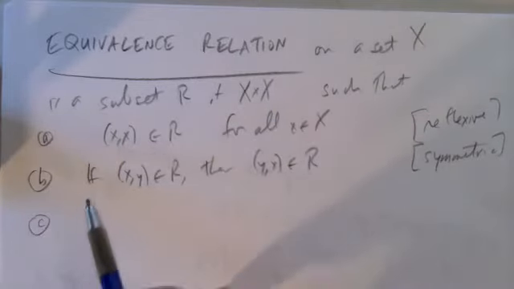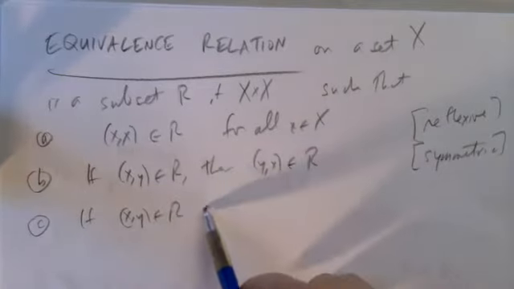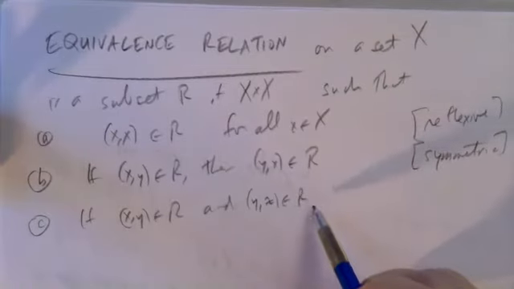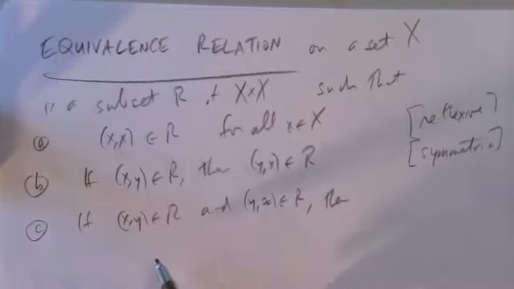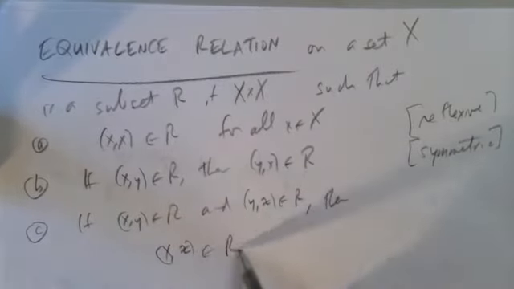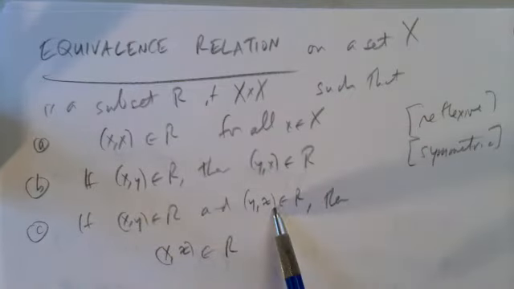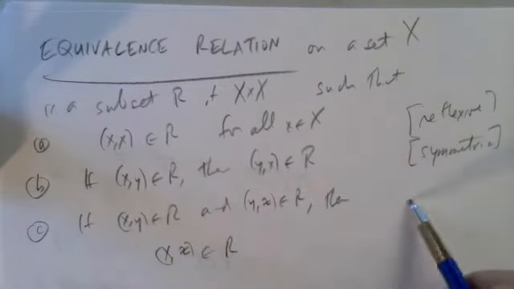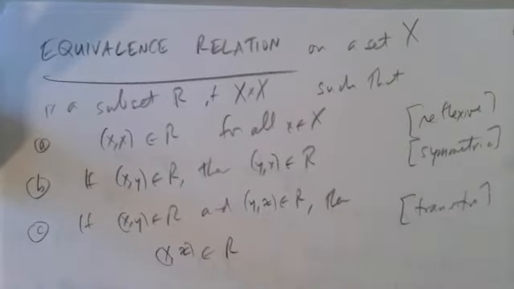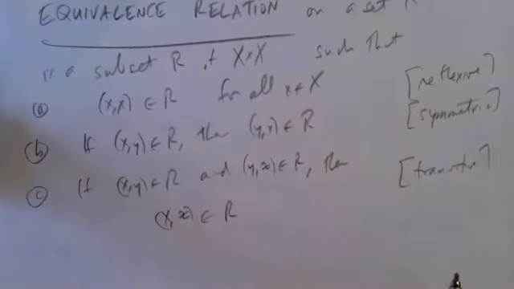And the third property says that if x comma y is in R and y comma z is in R, then x comma z is in R. So if x is related to y and y is related to z, then x is related to z. And this property is called transitive.